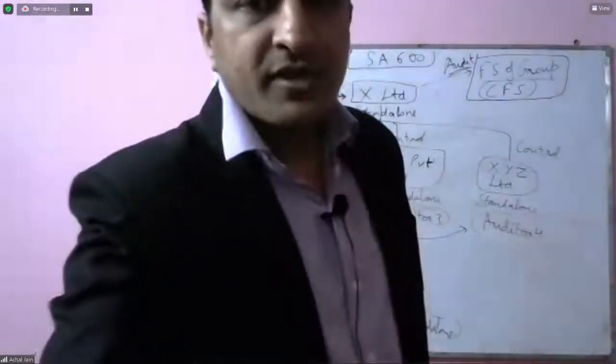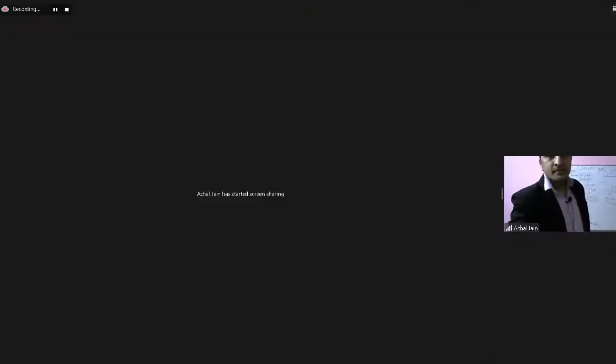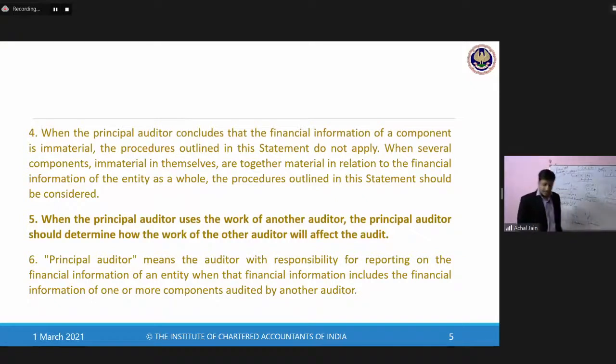So now I'll get back to those definitions on the presentation itself so that you can now understand their meanings. So I'll just read this definition of principal auditor again. Principal auditor means the auditor with the responsibility for reporting on financial information of an entity when the financial information, means this one, includes information of one or more components. These are the components audited by another auditor. These are the other auditors. Okay. Who are these other auditors? They are termed as component auditors.